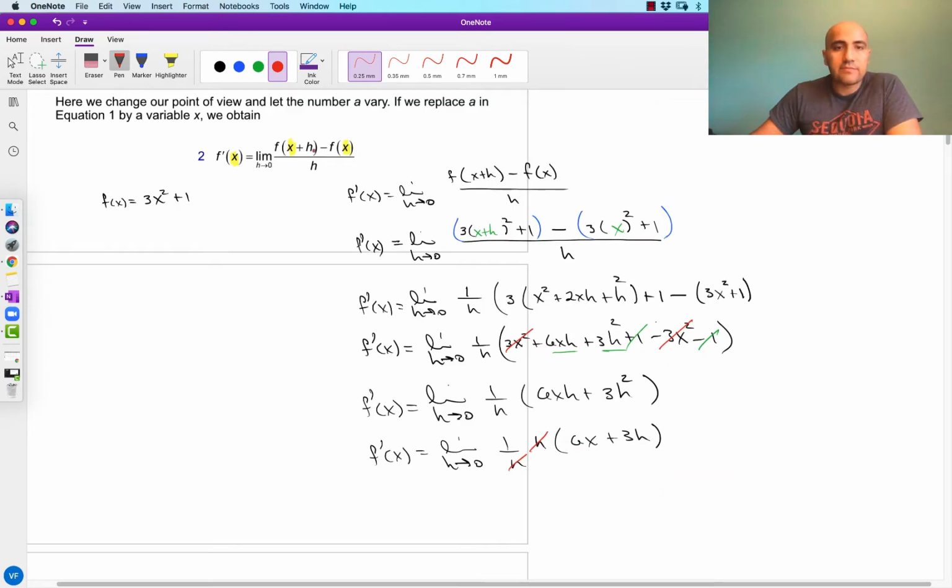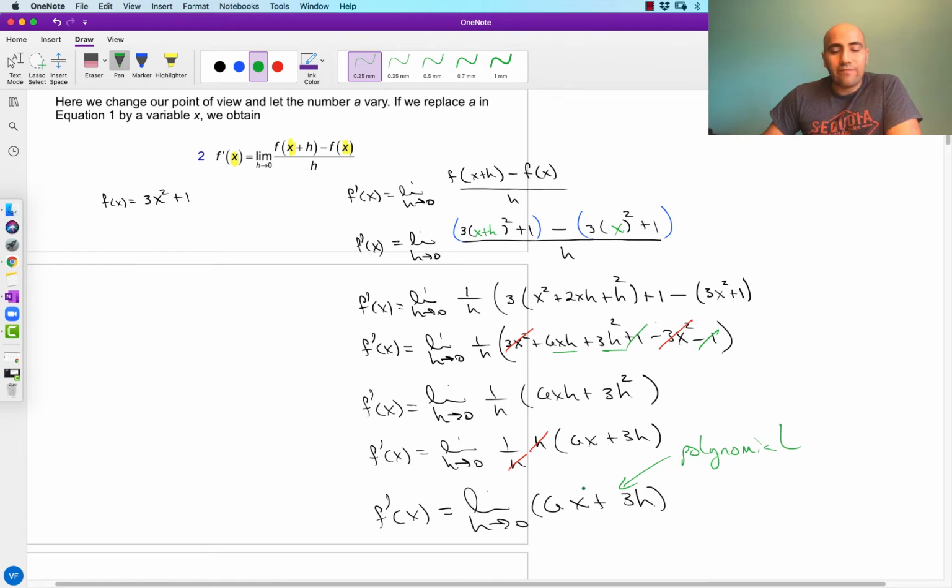So now that that has been canceled, we get that the derivative of x is equal to the limit as h goes to 0 of 6x plus 3h, which is a polynomial. Okay, and as I just said, we know that when we're trying to find the limit of a polynomial, all we have to do is evaluate that polynomial at that value of our limit, and that'll be equal to our limit.